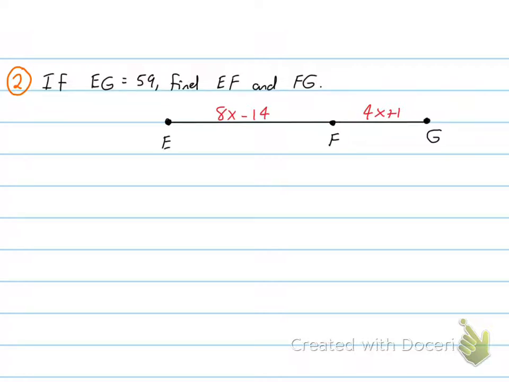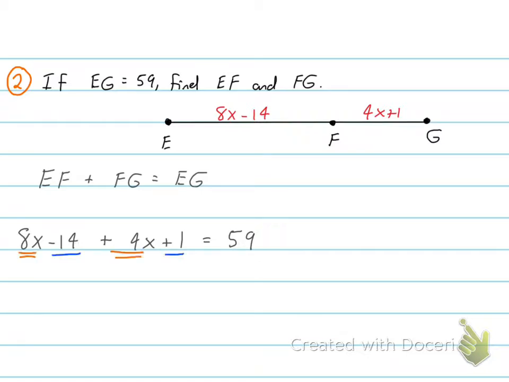So notice here that our missing variable is x, so we have to use the segment addition postulate to make an equation. We know that by the segment addition postulate that EF plus FG should equal EG. We can see that EF equals 8x minus 14, so I'm going to replace it with that, plus FG, which is 4x plus 1, equals EG, which we've been told is equal to 59. So now we're really left with an Algebra 1 problem. So all we got to do here is combine like terms and solve for x.